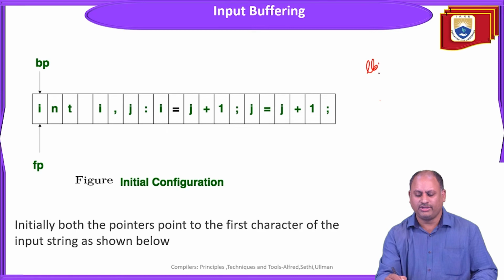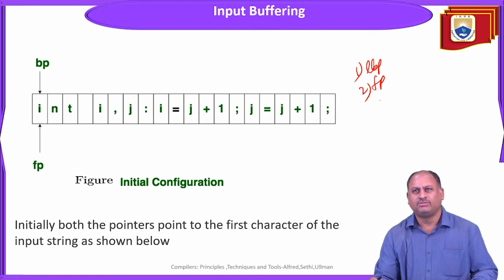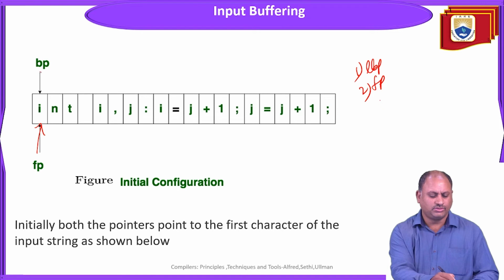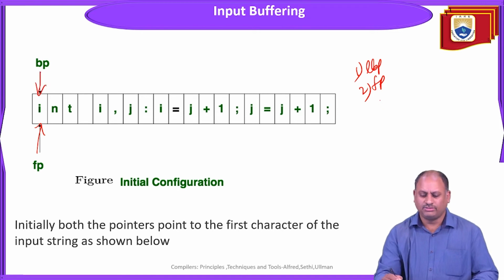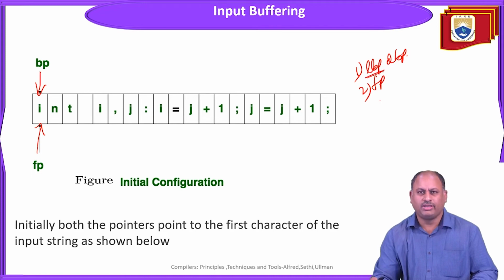Here we already know two pointers. One is the lexeme begin pointer and the second one is the forward pointer. These are the two pointers which are used inside this buffering mechanism. Lexeme begin pointer means it is the pointer placed at the start of the lexeme, that's why it is called the lexeme begin pointer. And the forward pointer is a pointer which moves one step ahead towards the right direction.